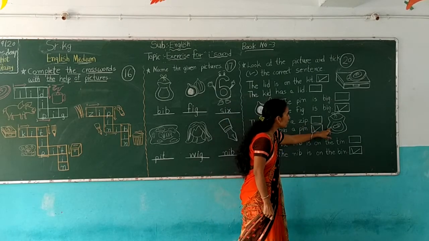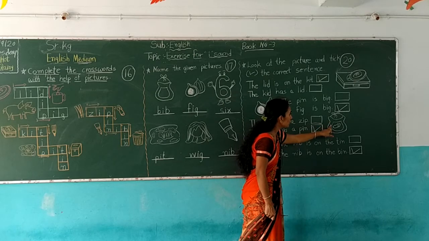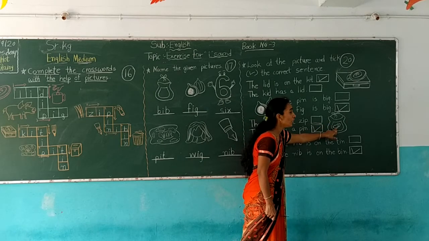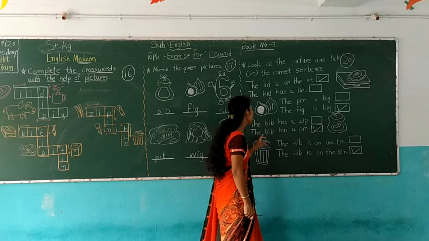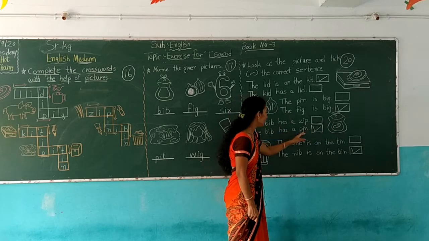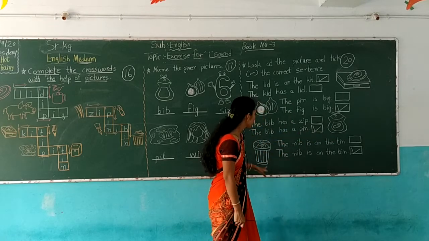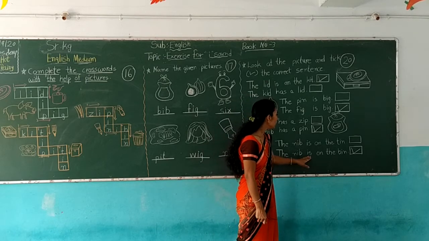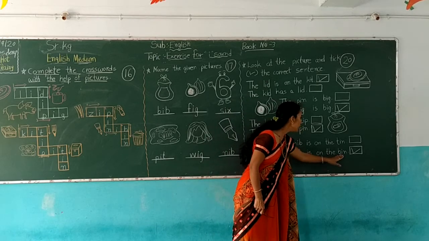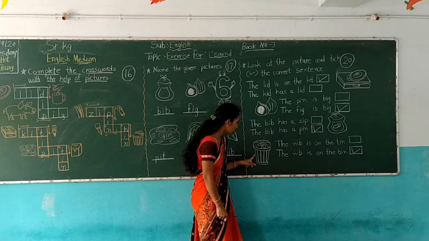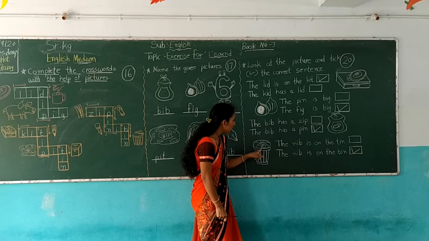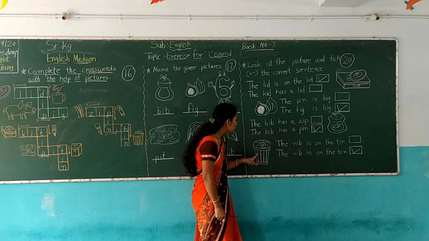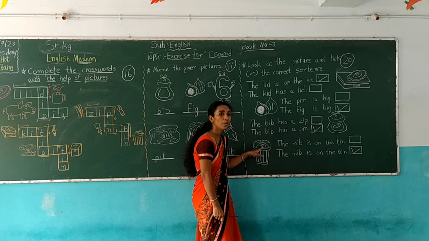You look at this picture. This is beeb and here pin. So the beeb has a pin. And last, the nib is on the bean. You look at this picture. This is bean and here nib. So the nib is on the bean.